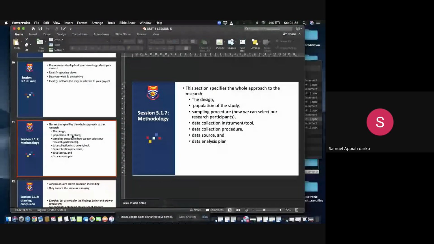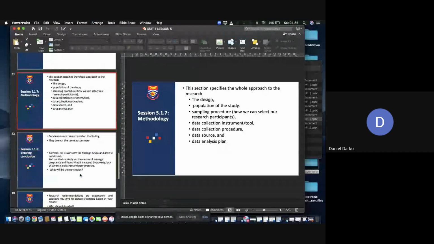All right. Now, the next step is methodology. The next scientific step is methodology. This section specifies the whole approach to the research, starting from your research design, population of the study, sampling procedure, data collection instruments, data collection procedure, data sources, whether it's primary source or secondary source, and data analysis plan. So the methodology also follows these steps.